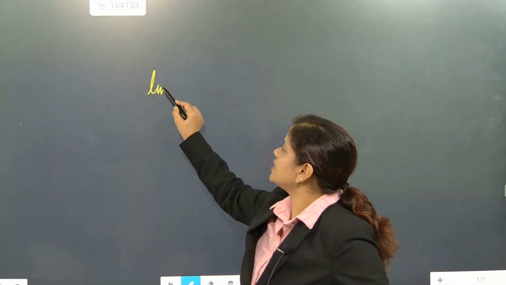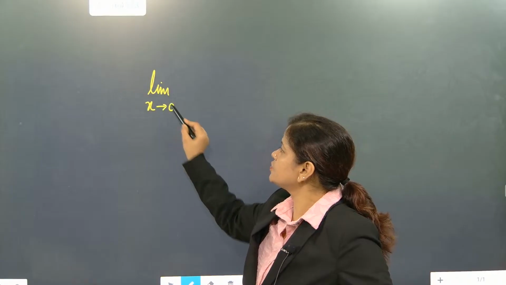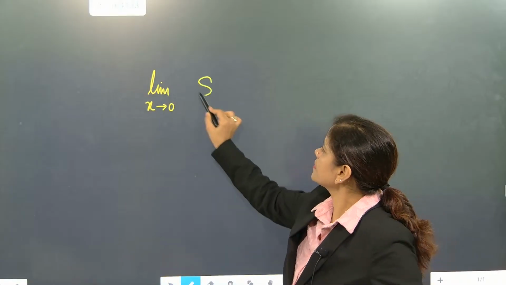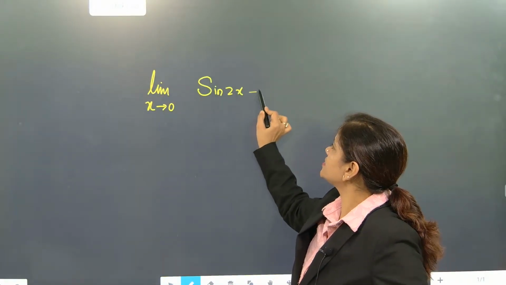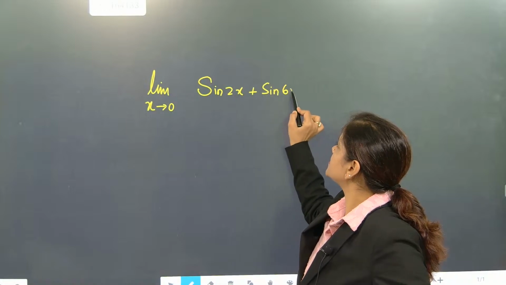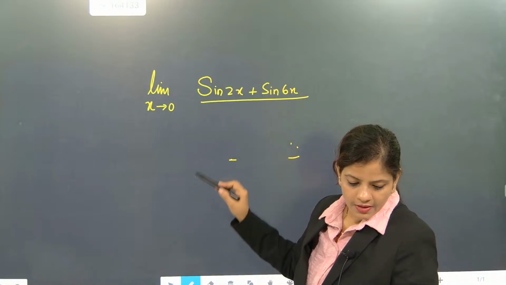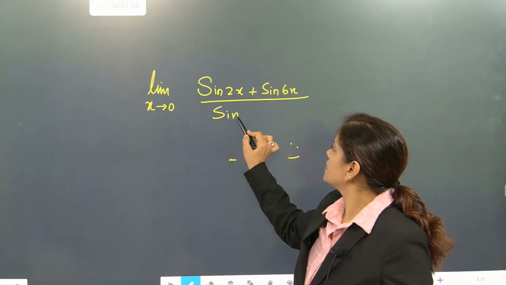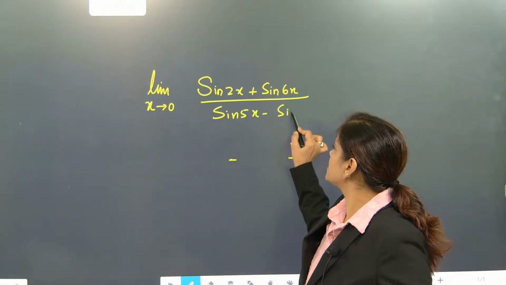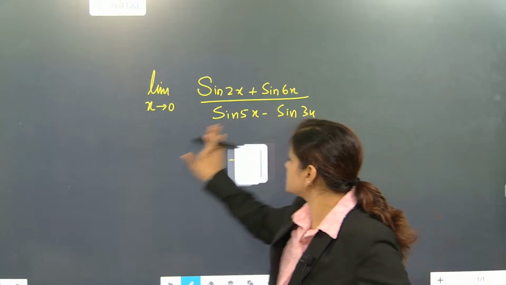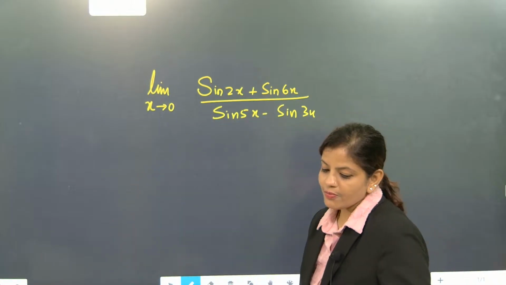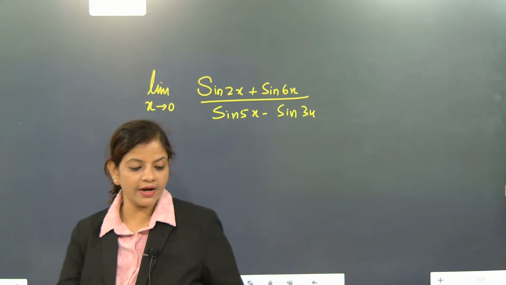Now try to solve this question on your own. I will not be telling what all things are there, but here trigonometry related part will be coming. So check this question out and do it very carefully. Question is limit x tends to 0 of sine 2x plus sine 6x by sine 5x minus sine 3x, and your time starts now. Go for it. One formula based question also you must be knowing how to handle. Try this question out.